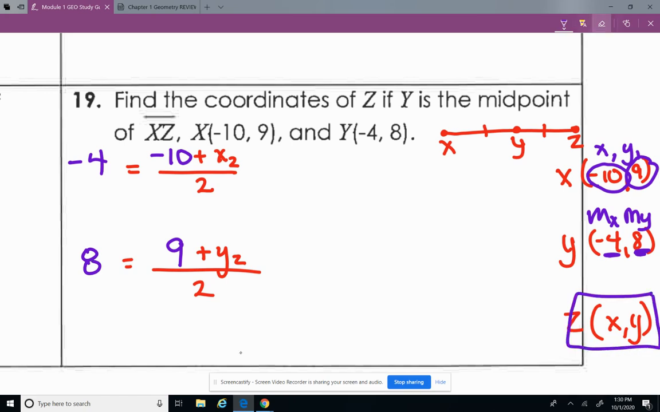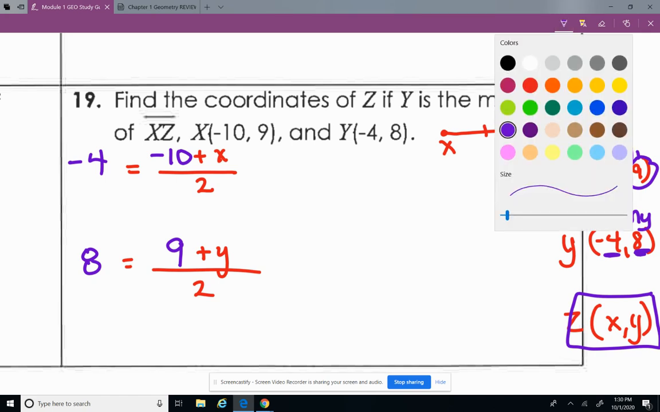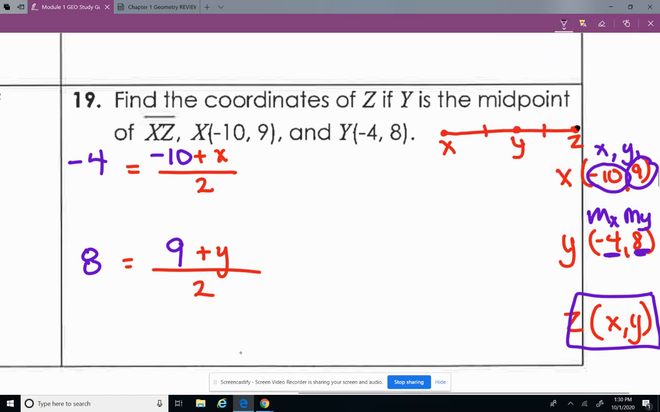So remember, this is what I did the other day, just to make it not so confusing. I went and erased the little subscript 2's. So all I had were an x and a y. Now, if you were just trying to find the midpoint, you would add your two x's, divide by 2, and add your two y's and divide by 2. But we're not trying to find that. We're trying to find the endpoint. The endpoint that I'm trying to find is z. Right here. That's what I'm looking for.